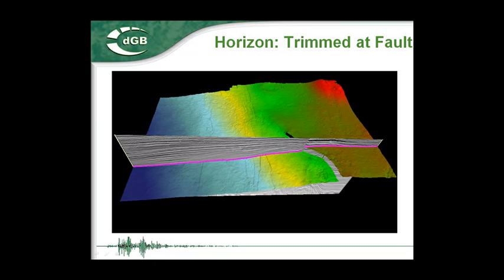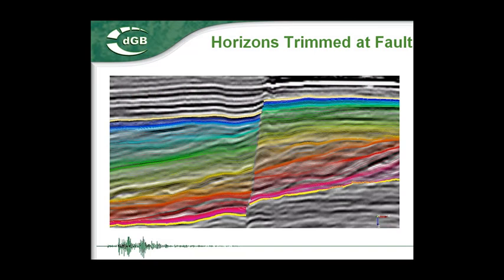Now here's an example of that horizon that's trimmed at the fault. So you see it is completely cut. It's not connected at all when viewed in section, and it's very nicely going through here. Now these were both tracked using the dip steered option through the HorizonCube.